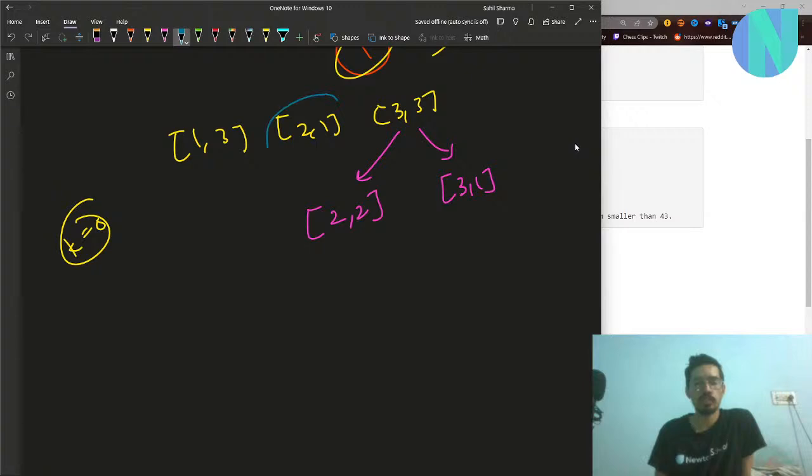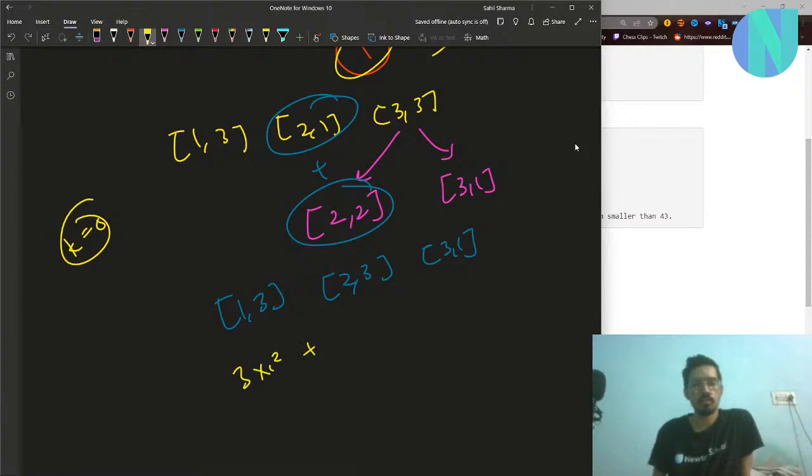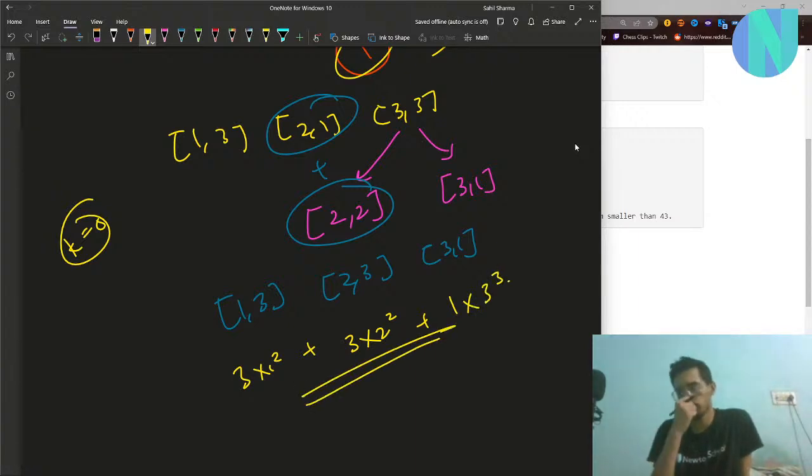So as you can see, we have 2 1's here and 2 2's here. We can just add these, and it will become 1 comma 3, 2 comma 3 and 3 comma 1. So your answer will be 3 into 1 square plus 3 into 2 square plus 1 into 3 square. That will be your answer.